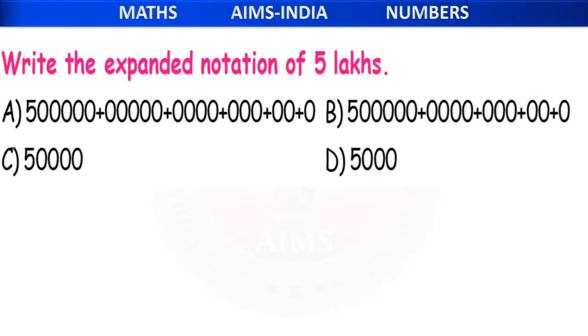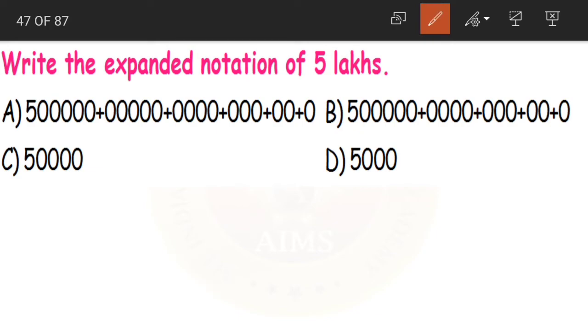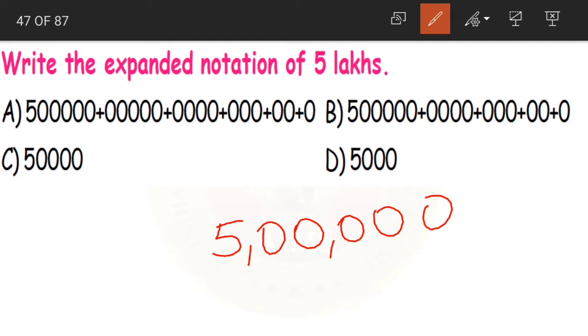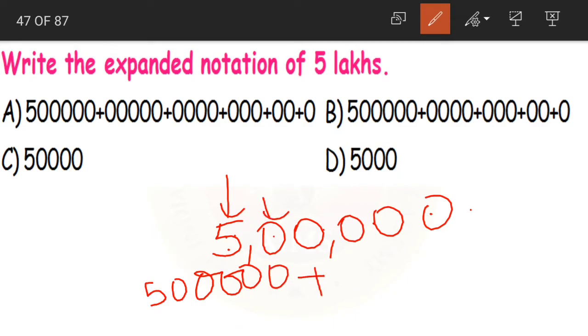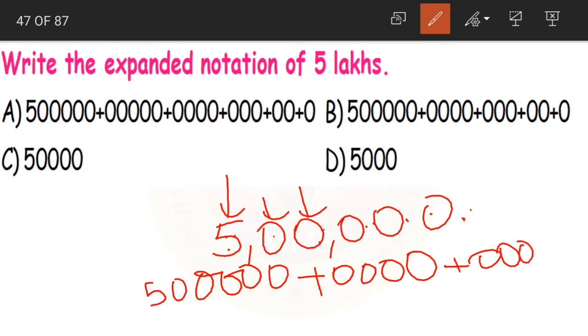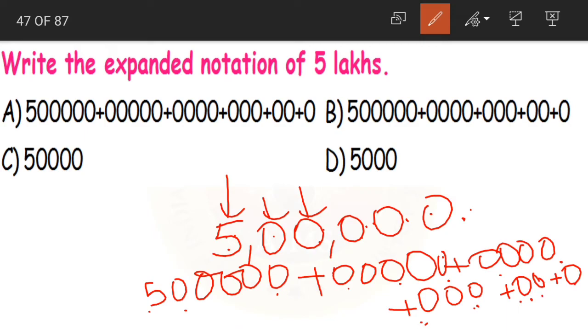Next question. Write the expanded notation of 5 lakhs. Now how to write the expanded notation of 5 lakhs, children? This is our number, 5 lakhs. So how to write the expanded form means, first we are writing the 5 in the lakhs place. After 5, there are 5 digits, so placing 5 zeros plus. Next we have 0. After 0, we are having 4 digits, so placing 4 zeros plus. Again we have 0, then 3 zeros plus, 2 zeros plus, 1 zero. So after 5, 5 zeros, after 0, 4 zeros, after 0, 3 zeros, after 0, 2 zeros and after 0, 1 zero and 0. This will be our expanded form.